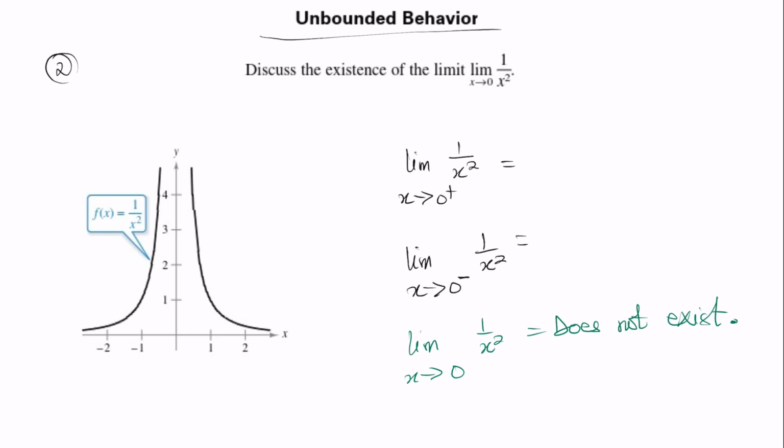So watch out for unbounded behavior. We'll look more into this when we look at limit as x approaches infinity. Now you'll be tempted to say it's going to positive infinity. No, it's not going to positive infinity for now, for your understanding.